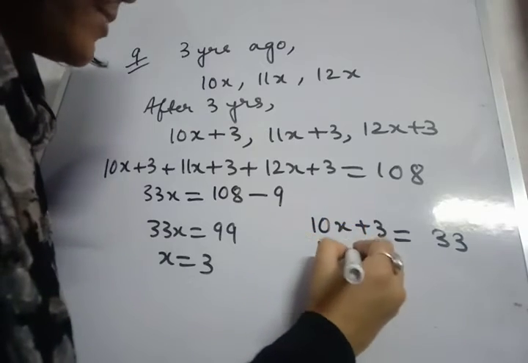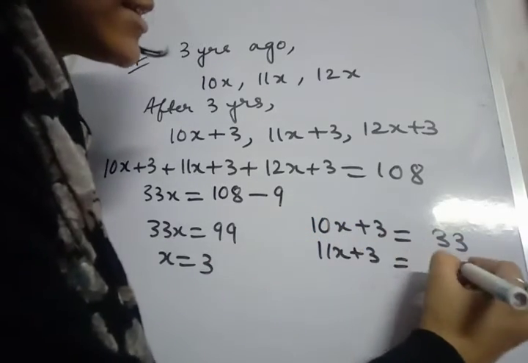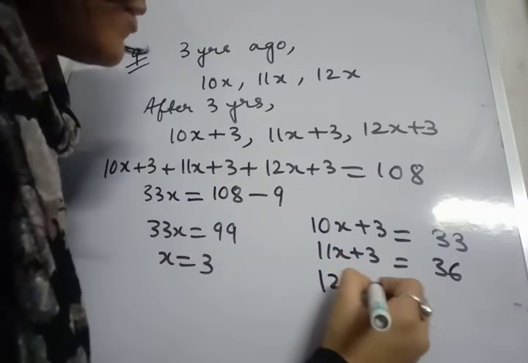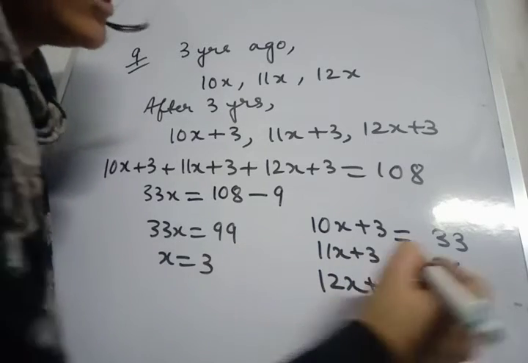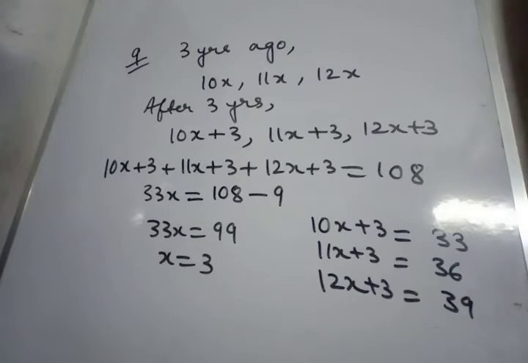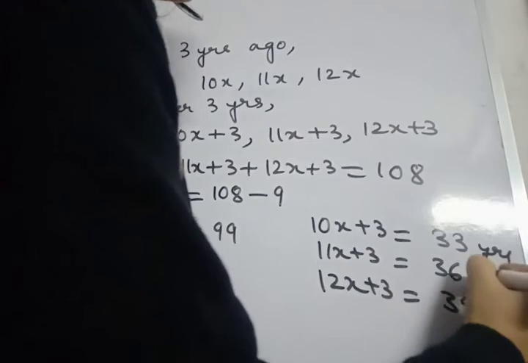Next is 11x plus 3. That is 11 into 3, that is 33 plus 3, 36 years. Age of the second man. Last one, 12x plus 3. So 12 into 3, that is 36 plus 3, 39 years. So these are the ages of the first, second and third men respectively. All in years.